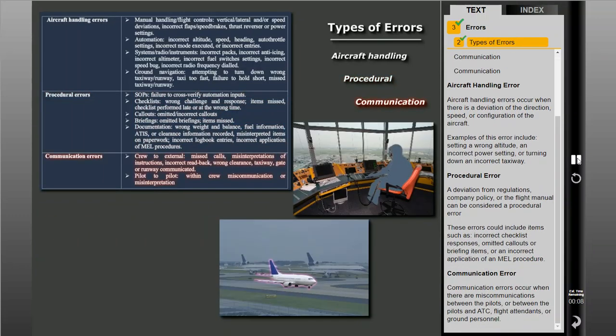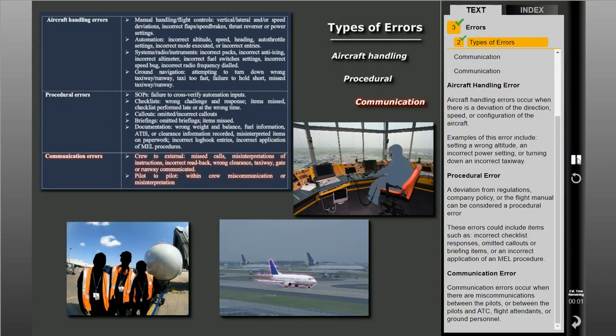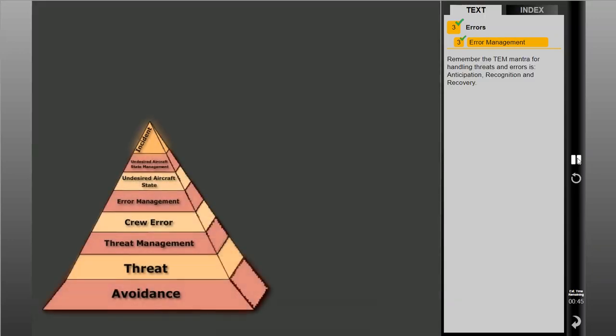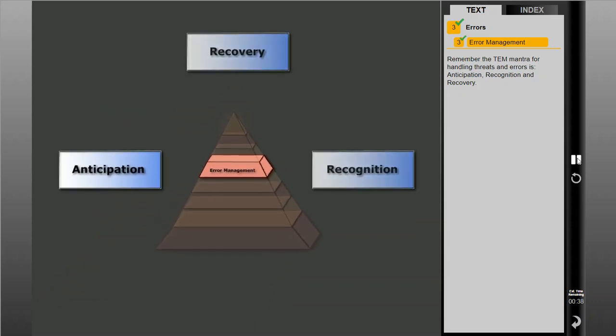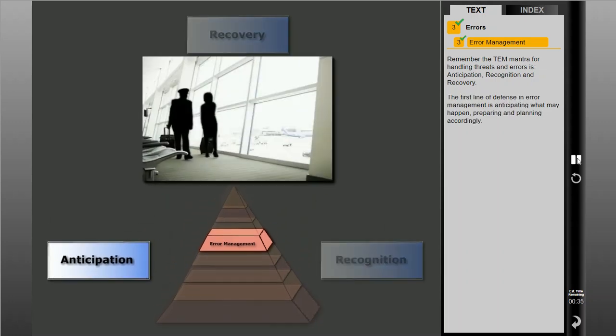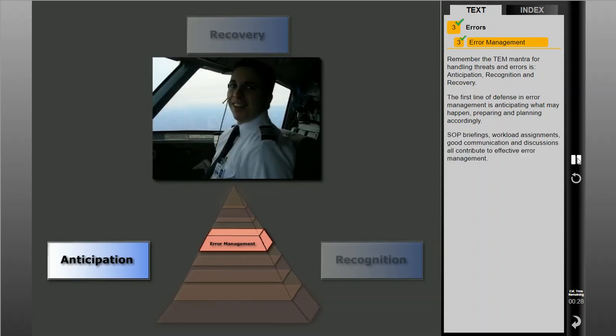Communication errors occur when there are miscommunications between the pilots, or between the pilots and ATC, flight attendants, or ground personnel. Remember, the TEM mantra for handling threats and errors is anticipation, recognition, and recovery. The first line of defense in error management is anticipating what may happen, preparing and planning accordingly. SOP briefings, workload assignments, good communication, and discussions all contribute to effective error management.